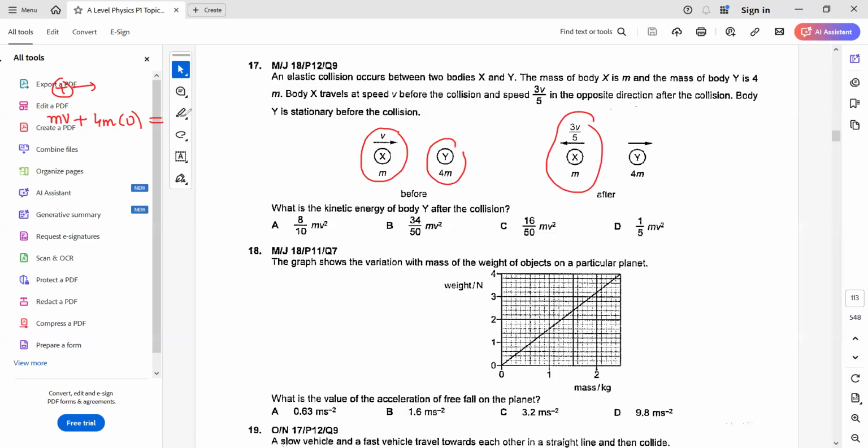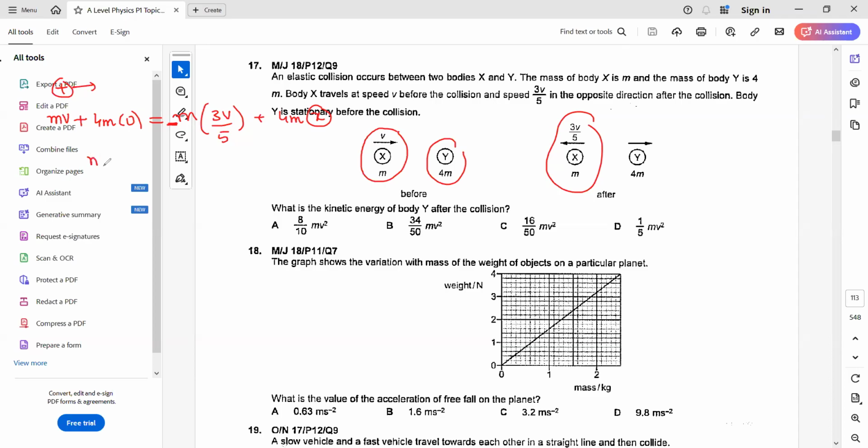So that's m multiplied by 3v over 5. So this would be a negative velocity because we are assuming this to be positive. And then this would be 4m times v. We don't know what that is. So let's not assume that v. Let's call it x because that's the unknown thing. So first figure out this x here.